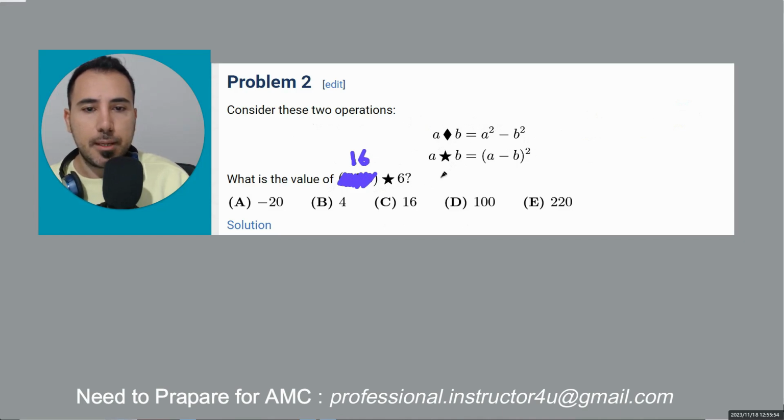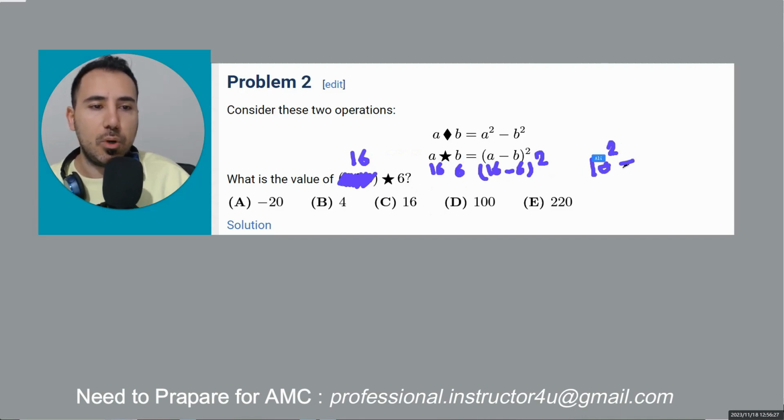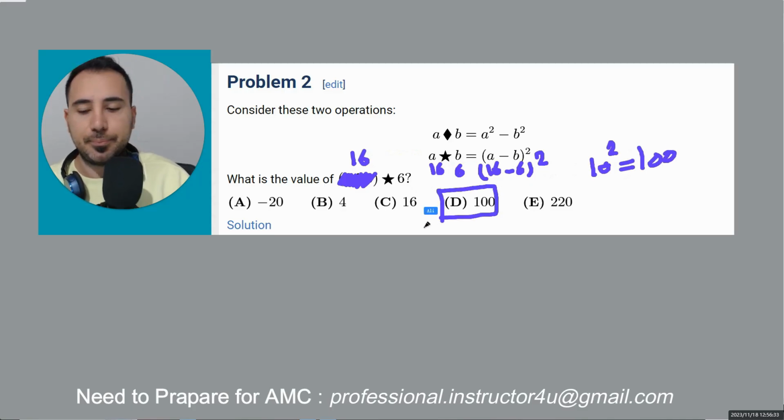So let's see here. A star B is what? You take the first number, you write it here. You take the second number, you write it here, and then you subtract. So in our case, the first number A will be 16. So you put 16 here, and so 16 star 6 would be 16 minus 6, and then you square. Remember, you first have to subtract. 16 minus 6 is 10. 10 squared is equal to 100. So the right choice will be, of course, D.